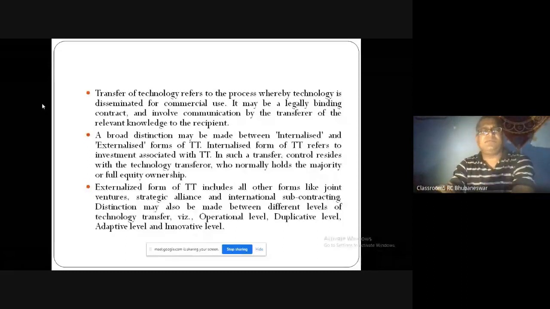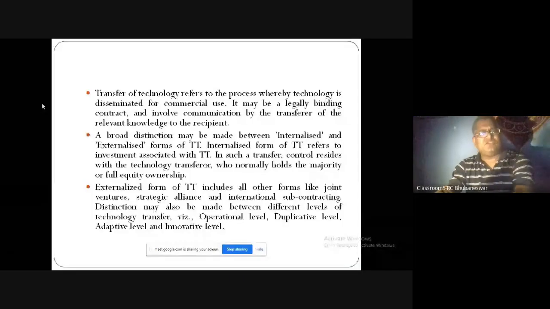My dear students, technology transfer is successful at the time of a strategic alliance, a joint venture in business, or international subcontracting, through which a distinct nature of business can be focused on in the present scenario of the Indian economy.